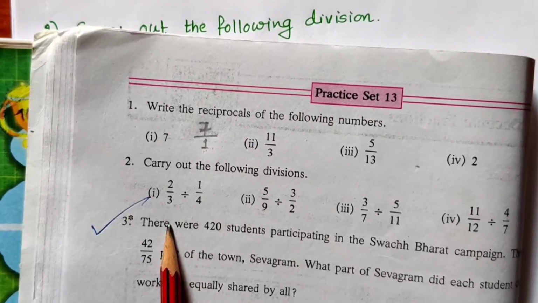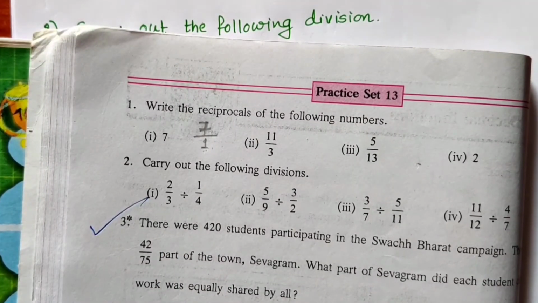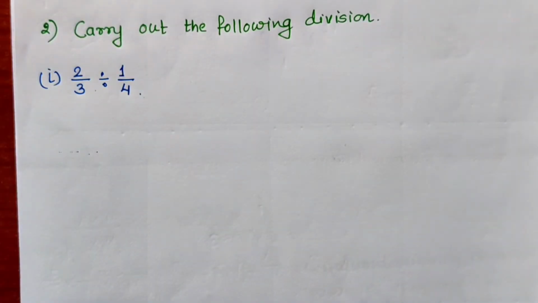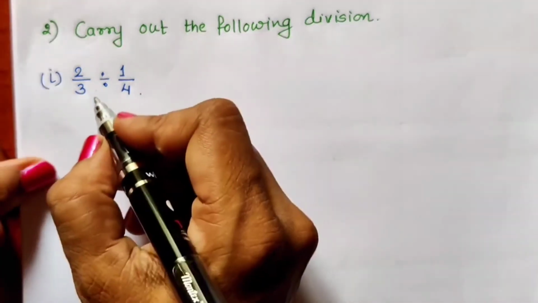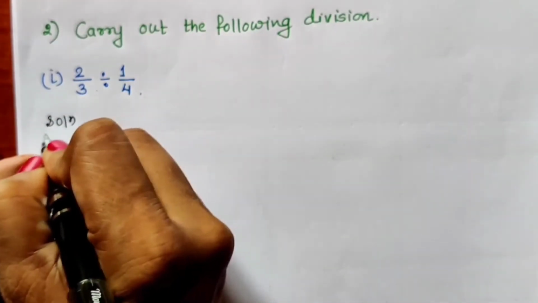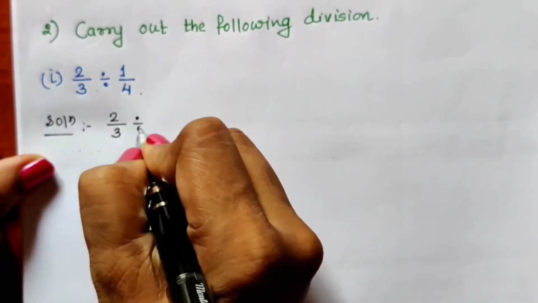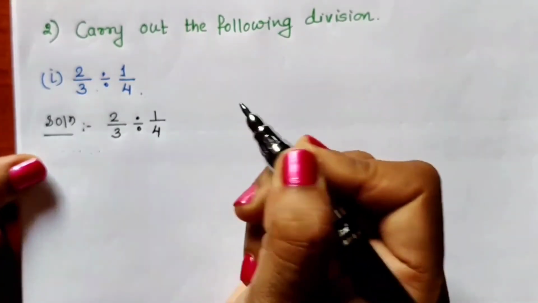So first we will have to convert this division into multiplication and then we will apply the same method of practice set 12. So let us see. First sum is 2 upon 3 divided by 1 upon 4. Solution. How to write? First write the question as it is: 2 upon 3 divided by 1 upon 4.